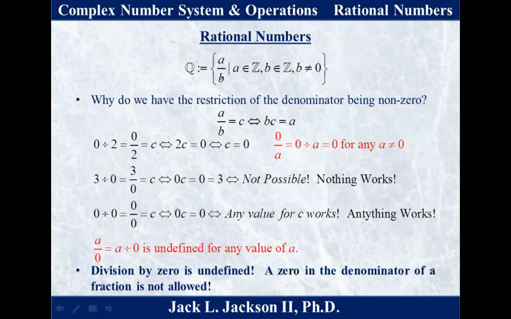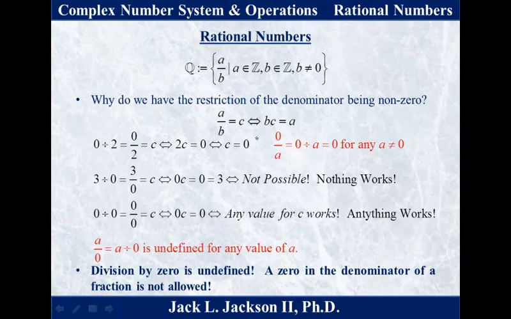Now notice we had a restriction here of b being non-zero. Why do we have this restriction that we can't have a denominator of zero? Or in other words, why can we not divide by zero? So a over b equals c is a divided by b equals c. Another way to say that is a has to be b times c.